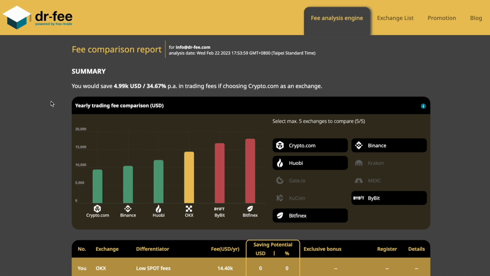Even in an example like this, with only 200,000 US dollar spot volume and 2 million US dollar futures volume, mostly still being in the lowest tier level at the different exchanges, the savings add up to many thousand US dollar per year. In this example, the trader would pay more than 18,000 US dollar per year in fees at Bitfinex, while only paying roughly 9.4K at Crypto.com.